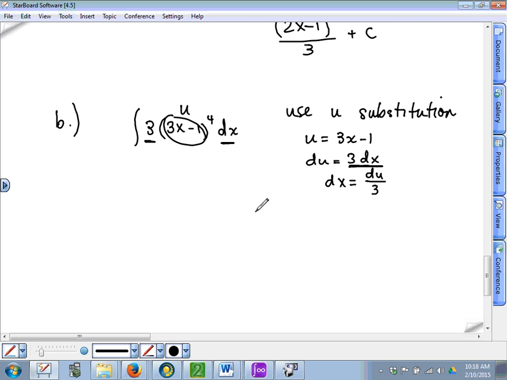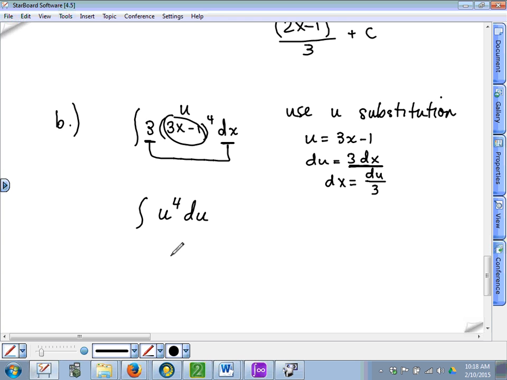Okay. The 3 and the dx is equal to du, so we could just write this as u to the 4th times du. Because this 3x minus 1 was equal to u, and this 3 dx is just equal to du right here. So all we have is u to the 4th times du.